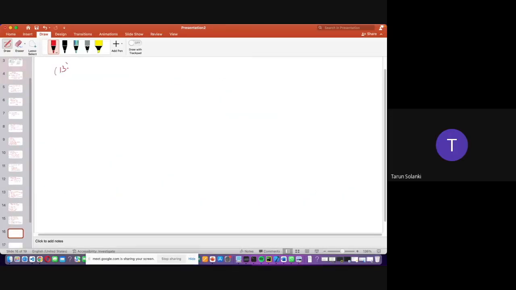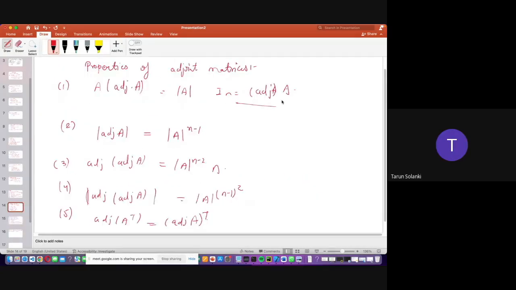Next is property 13. A is triangular, then adjoint A is also triangular. And property 14th, A is singular, then mod of adjoint A is equal to 0. Okay, so these are all 14 properties. We'll see one by one here.